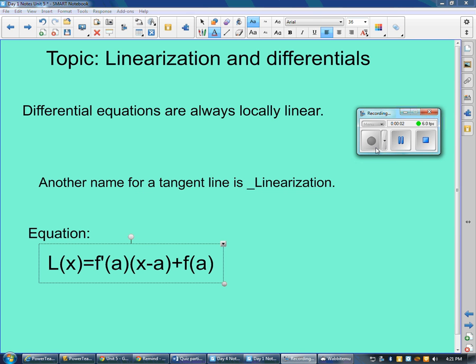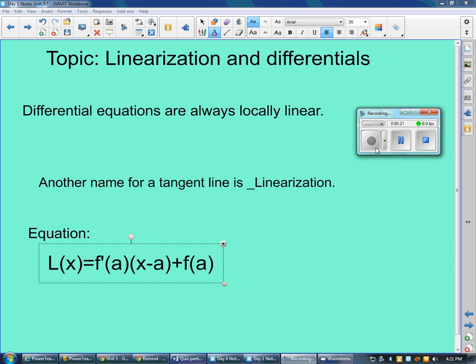Hello class. Today we're going to learn about linearization and differentials, and I'm trying to keep this video short, so I might not show all the work for the derivatives and other things, so you might have to pause and restart the video to actually write them out. But linearization is usually pretty easy.